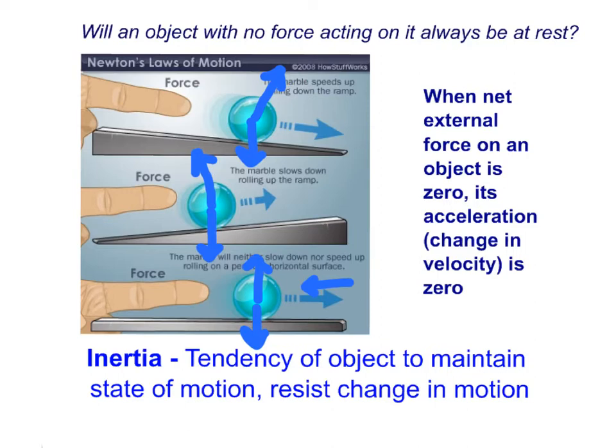So an important concept is that inertia is the word that we use to describe that. I know you've probably already heard of this word. It is the tendency of an object to resist change in motion. It maintains its state of motion. So when we're talking about Newton's first law, sometimes it's referred to as the law of inertia, because it states that in the absence of forces, an object will preserve its state of motion. Another way to say that is that when the net external force on the object is zero, its acceleration, or its change in velocity, is also zero.